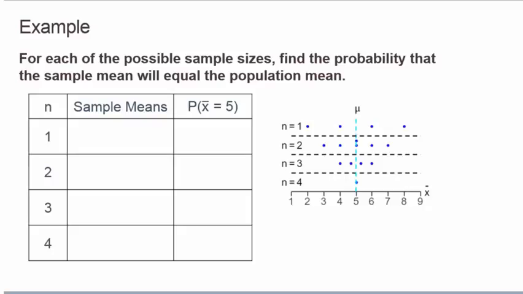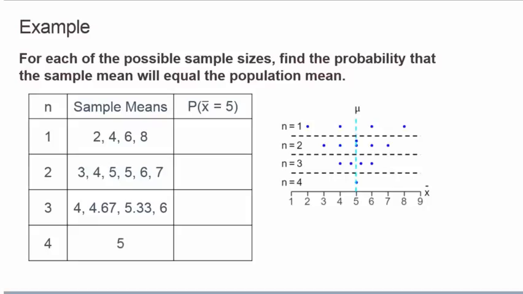Our sample sizes were 1, 2, 3, and 4. Then copying the sample means from our previous tables, for n equals 1, we had the sample mean of 2, 4, 6, and 8. When n equaled 2, we had the sample mean of 3, 4, 5, 5, 6, and 7. When we had n equals 3, our sample means were 4, 4.67, 5.33, and 6. When n equaled 4, we had a sample mean of 5.